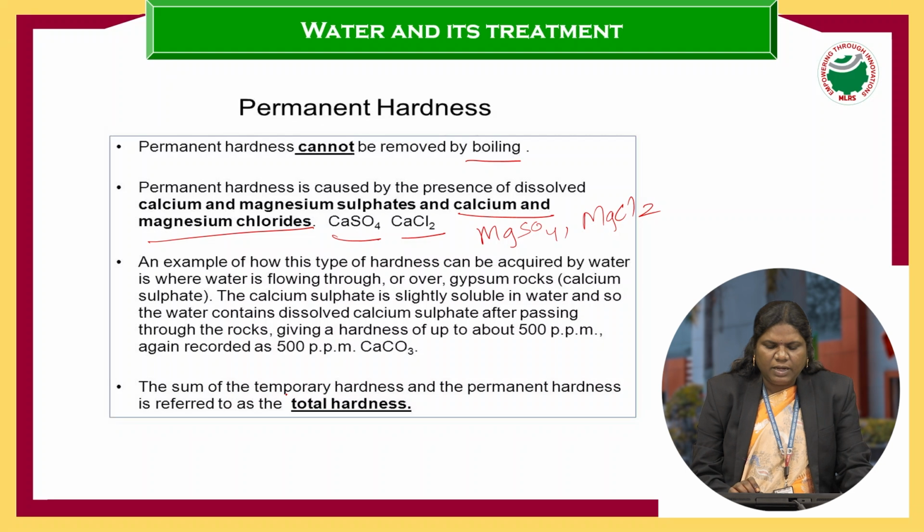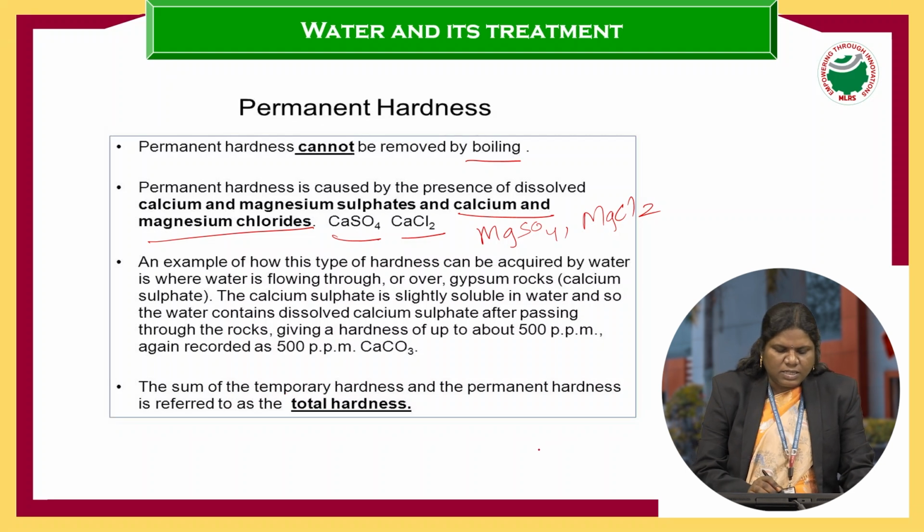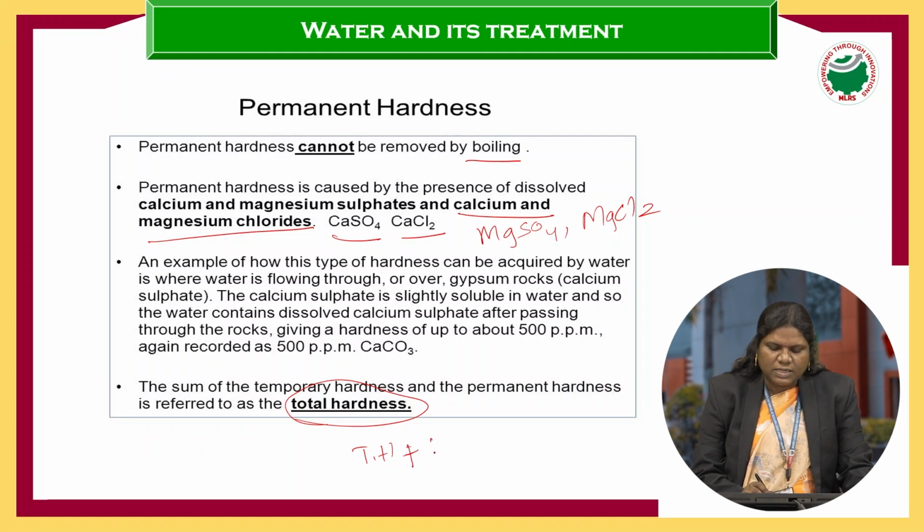The sum of the temporary hardness and permanent hardness refers to the total hardness. As I told, the temporary hardness is indicated simply as TH, plus permanent hardness, indicated as PH. These two hardnesses are equal to the total hardness.